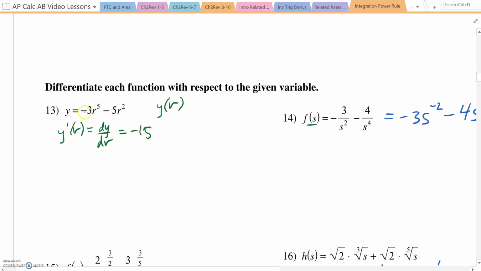15, but it's negative. 5 times negative 3, r to the 4. Minus 10, r to the 1. And there is your answer.